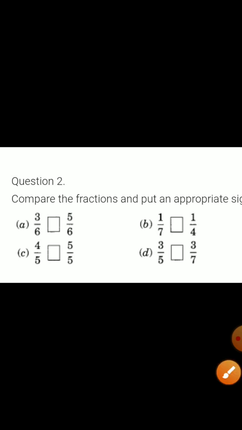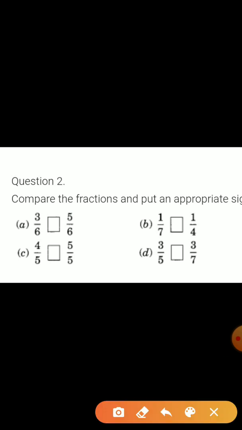To compare like fractions, we always compare the numerators. Smaller the numerator, smaller the fraction. Or we can say that greater the numerator, greater the fraction. Now in this pair, the numerators are 3 and 5. 3 is smaller than 5, right? Hence the fraction 3 by 6 is smaller than 5 by 6.